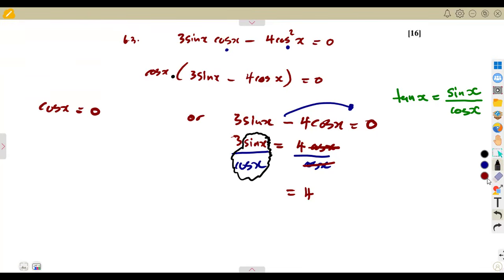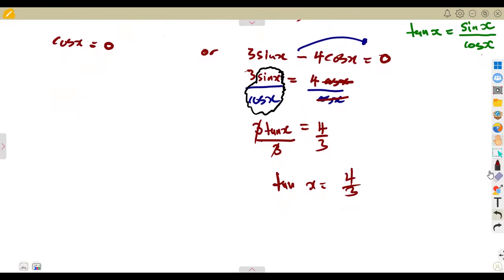Sine over a cos. What is the equivalent of this? Sine over a cos is a tan. So that's 3 tan x, which is equal to 4. We want tan, so we divide by 3. So that's the tan of x is equal to 4 over 3. All right, so this is it now. You now have a single trig here and also a single trig.